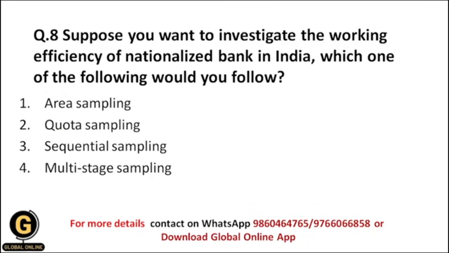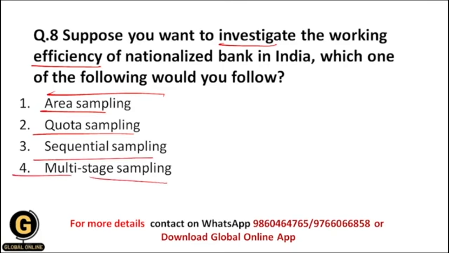Okay. Next, suppose you want to investigate the working efficiency of nationalized banks in India. Which one of the following would you follow? For example, I want to investigate the working efficiency of nationalized banks in India. For that I need to collect the data, and for that I need to select the samples. For selecting the sample, which sampling technique do I need to follow: area sampling, quota sampling, sequential sampling, or multi-stage sampling?